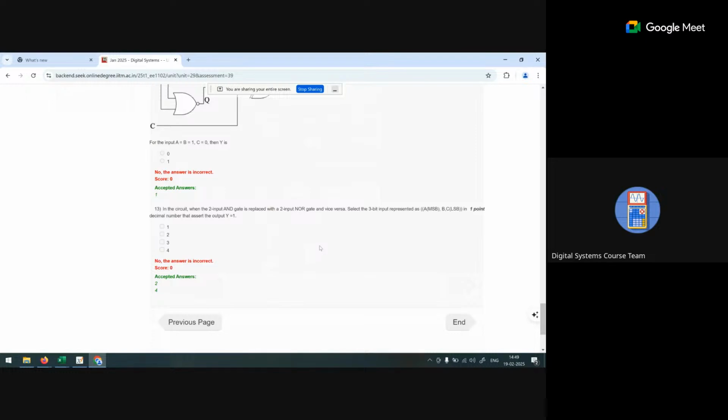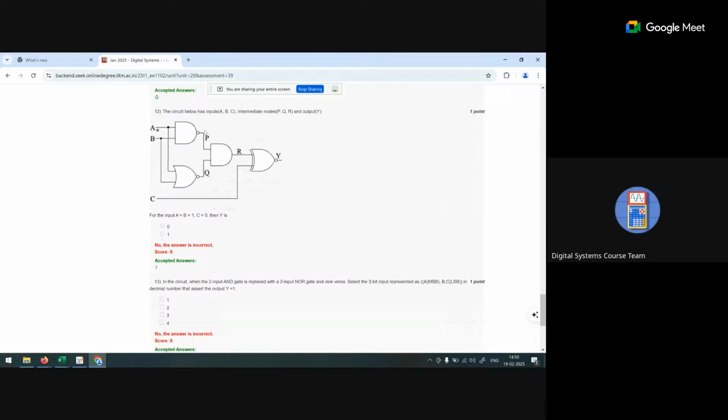Okay, I think I just uploaded that one, but the question, graded assignment 3, question number 13: In a circuit, when a 2-input AND gate is replaced by a 2-input NOR gate and vice versa, select the 3-bit input representation as a decimal number that asserts the output Y equal to 1. We have to take reference from the upper circuit, sir, the problem number 2 with the circuit given.